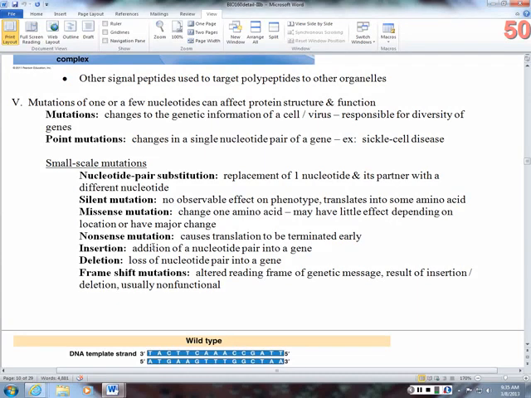So if we look at this little strand here, let's say I have a mutation that occurs right here. This is now mutated to a G. That's an example of a point mutation. So most of the time you're going to have a nucleotide pair be substituted in there.